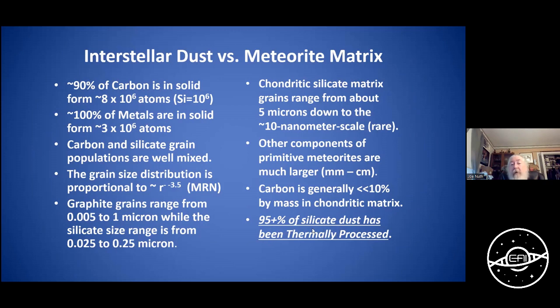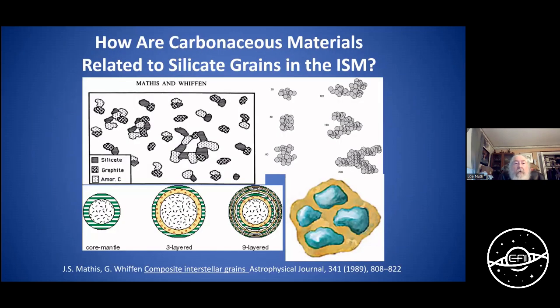And the silicates, we know, have been processed to fairly high temperatures, so at least to the melting point. So if you've got grains in the interstellar medium that are mixed together, whether they're fractals, whether they're grain coatings, whether they're silicates inside some matrix of carbonaceous material, or even just gathered together closely, it's a very well mixed mixture.